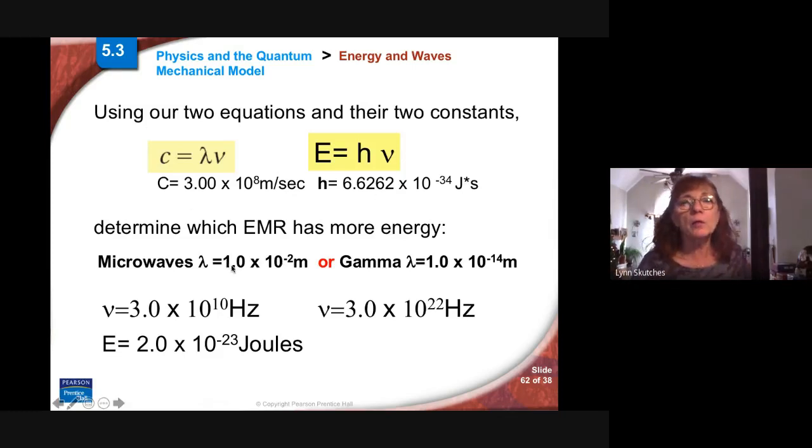So if I tell you there's 1.00 times 10 to the minus second meters, that's the wavelength of a microwave. Divide the speed of light by that value, you get the frequency. Multiply the frequency by Planck's constant, and you get the energy. Same process: take the wavelength, divide it into the speed of light, and you'll get the frequency. Take the frequency and multiply it by Planck's constant, and you'll get the energy.